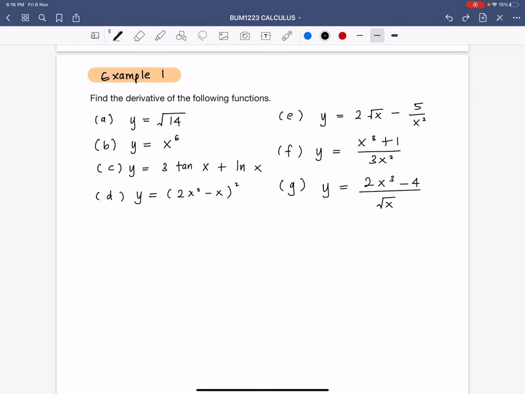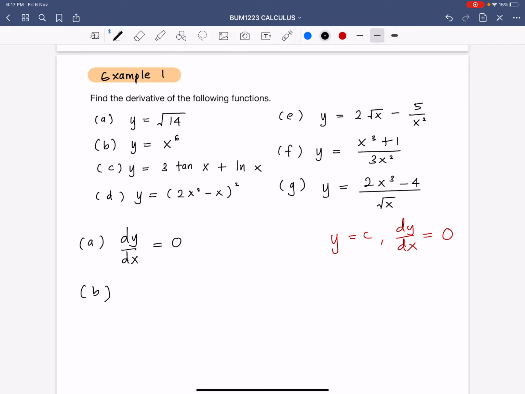Question A. We need to find the derivative of the function y equals root 14. For question A, we know that root 14 is just a constant. Whenever you have a constant y equals c, then dy/dx is always equal to 0. It doesn't matter whatever the constant c is, the derivative will be equal to 0. Therefore, for question A, dy/dx is equal to 0.